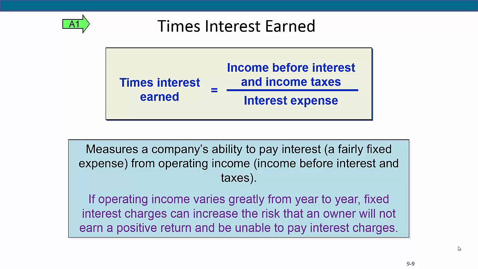Companies that loan money to a business want to be assured that the principal and interest will be paid when it's due. One measure that helps creditors assess the risk of a loan is the times interest earned ratio. We calculate the ratio by dividing income before interest and income taxes by interest expense. And as an aside, income before interest and income taxes is sometimes referred to as operating income.